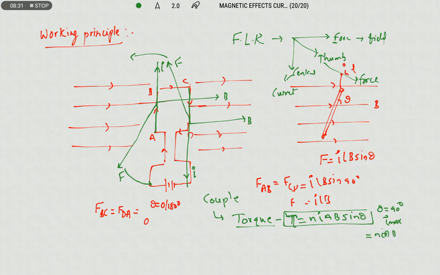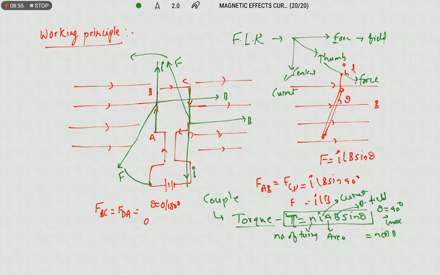Sir, what is the value of this N? N is nothing but the number of turns in the coil, I is the strength of current in the coil, A is the area of the coil, and B is the magnetic field strength in which the coil is placed.